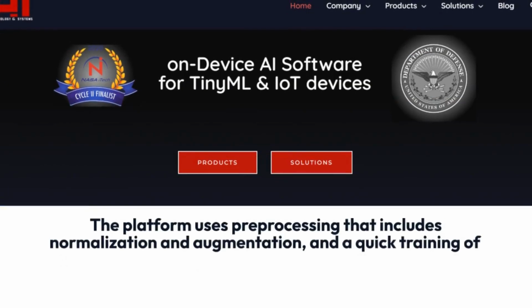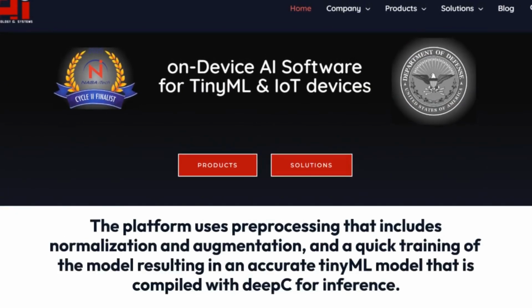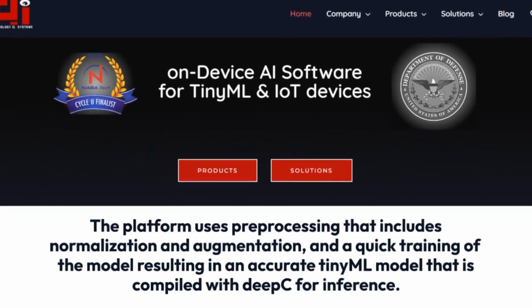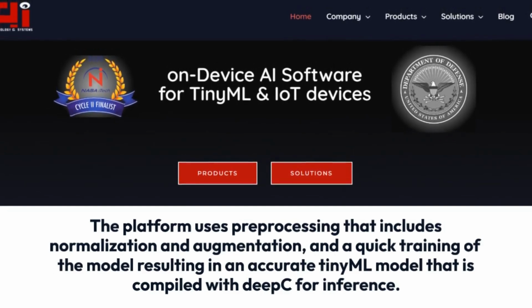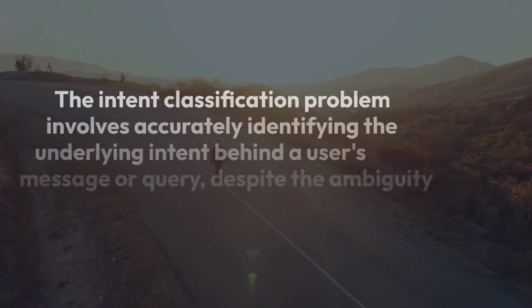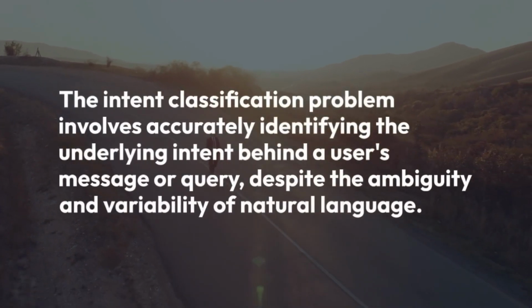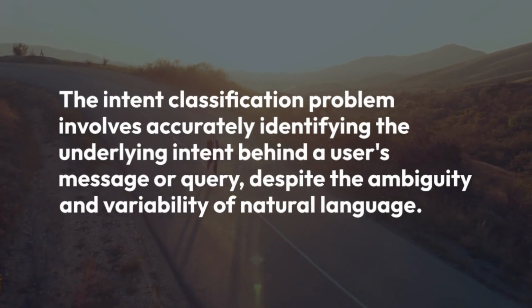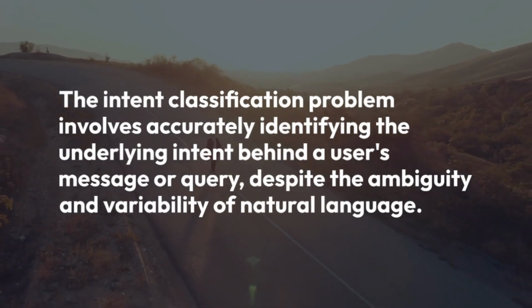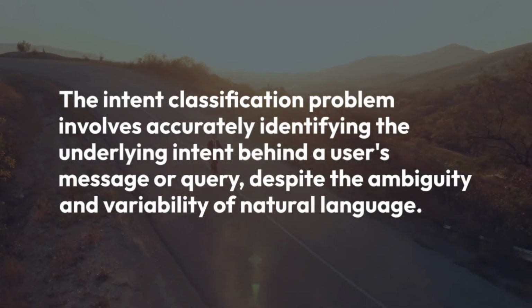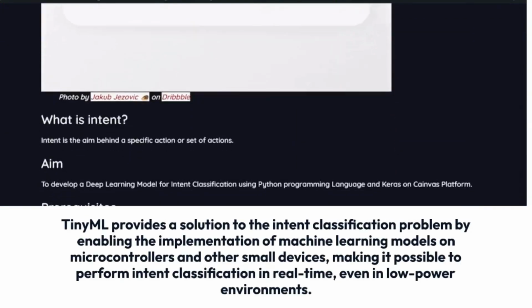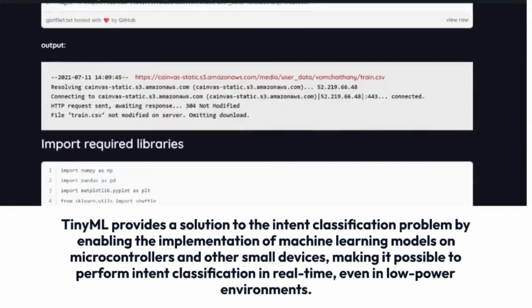The platform uses pre-processing that includes normalization and augmentation, and a quick training of the model resulting in an accurate TinyML model that is compiled with deepC for inference. The intent classification problem involves accurately identifying the underlying intent behind a user's message or query, despite the ambiguity and variability of natural language.